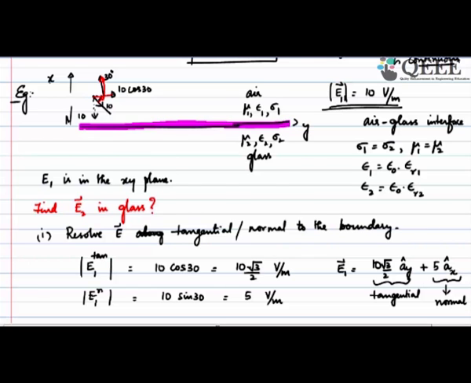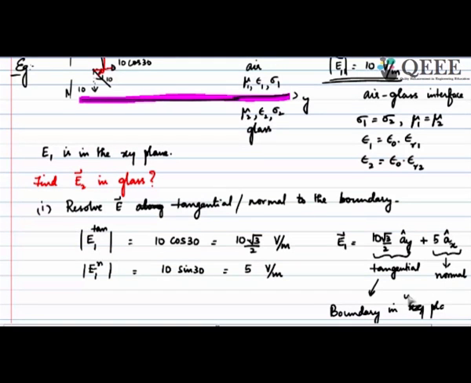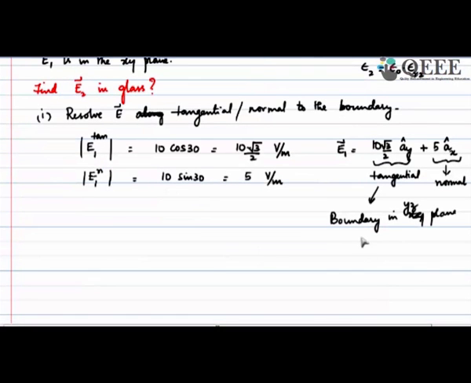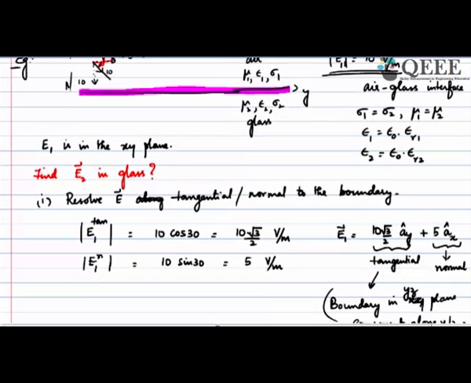Okay. So in this case, the boundary is in the, sorry, YZ plane. So the component along YZ, the y and z, is the tangential component. So if the vector was, instead of 10 root 3 by 2 ay, if that had an az component also, then that whole thing would be your tangential component. So this is on the first side.